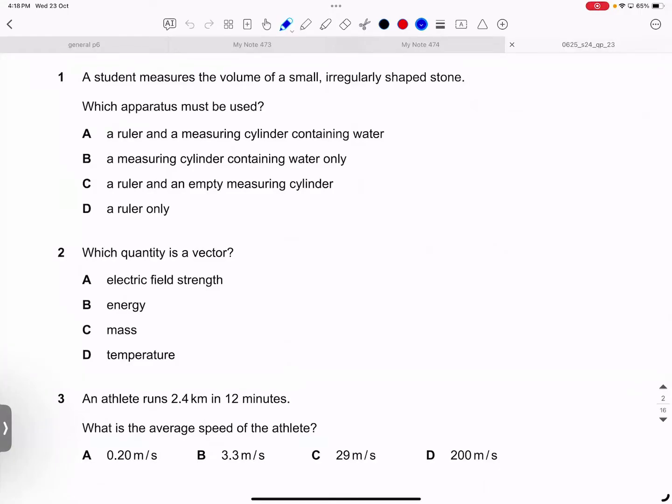Question number 1. A student measures the volume of a small irregular shaped stone. So you want to measure its volume. Certainly we only need a measuring cylinder partially filled with water. Option will be B. A measuring cylinder containing some water can help you to find the volume of an irregular stone.